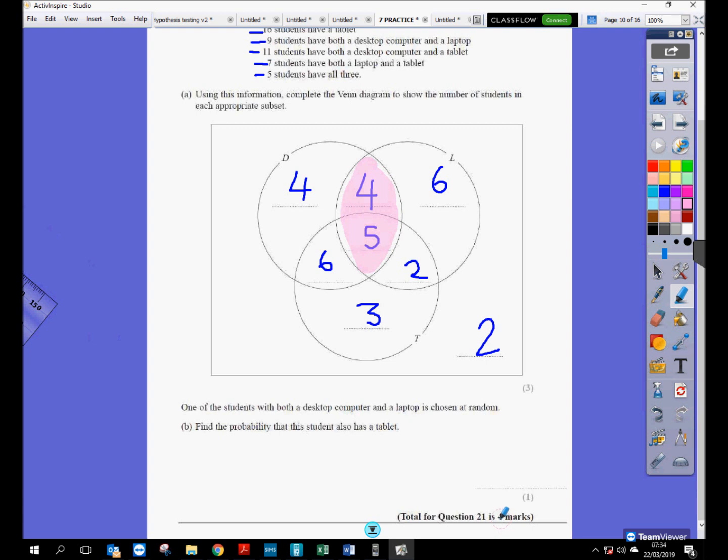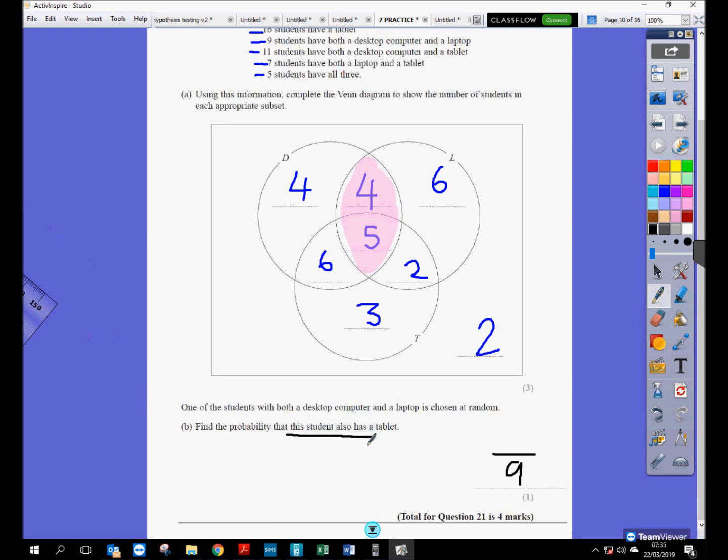Okay? Now I'm aware that some of the T circle is in there, but desktop and laptop, where desktop and laptop overlap is that pink section. Okay? Now, if we concentrate on that region of the Venn diagram, we know it has to be out of 9 because there's only 9 people in the bit that I've shaded. So remember, we're only looking at these 9 students because it's only one of these students that's chosen.